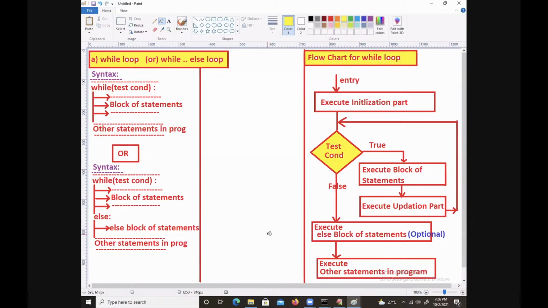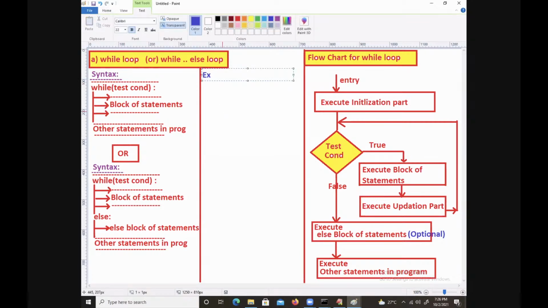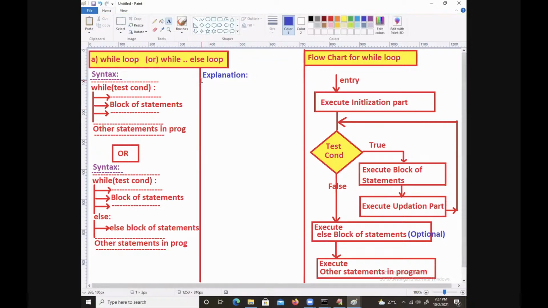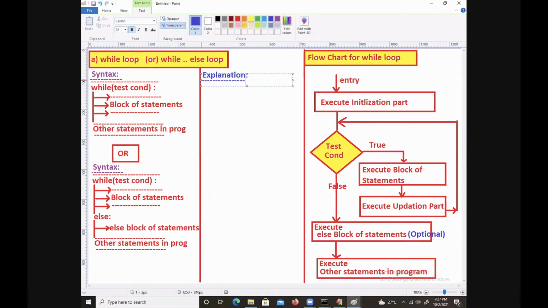Is this diagram clear, my dear students? Is the concept clear? Fine. I will give some explanation here. Let's watch this explanation. One small point. What is the small point here?